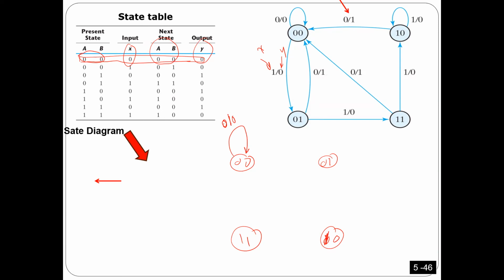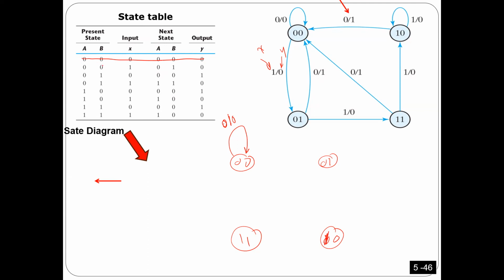So if I'm in state 0, 0, x is 0, I'm going to stay in this state, and y is 0. Current y, not the future, current y, okay, is 0. Okay, so now I finished the first row here. Let's go to the second one.